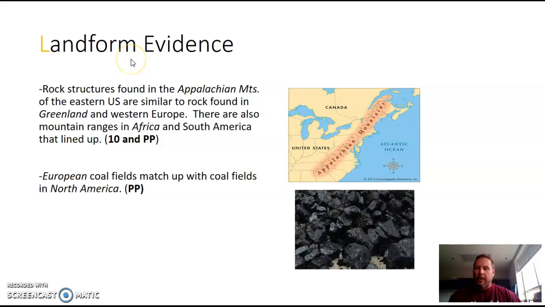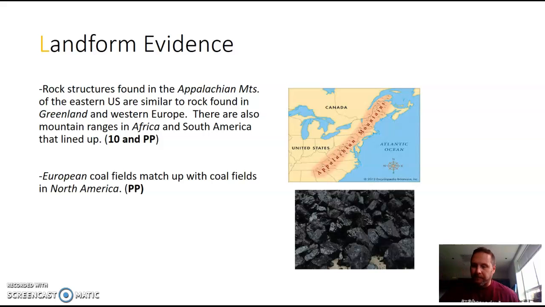We're going to now jump to landform evidence. And if you look here, what runs right through our state and all the way up from Maine to Georgia is a mountain range called the Appalachian Mountains. Now, they're very similar because they run up the eastern US, but they're very similar to rock that is also found in Greenland and Western Europe. They found similar rock, similar mountain chains that looked like they actually attached. When you look at the mountain chains, it looked like they were once one, but are now on separate continents, showing a form of evidence through landforms.